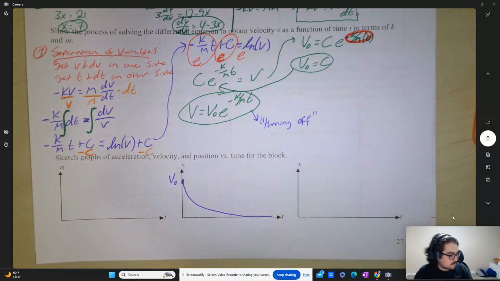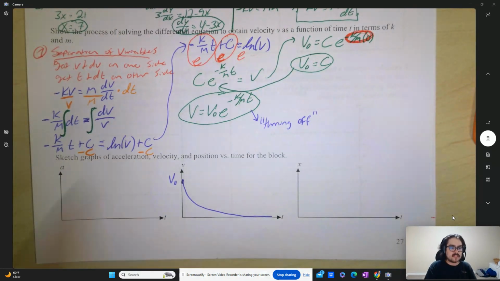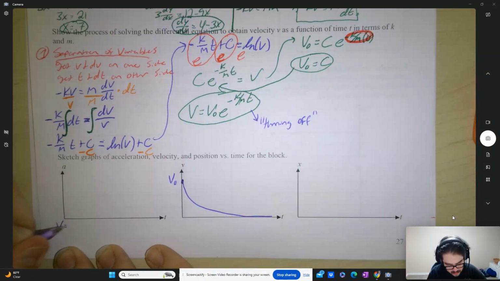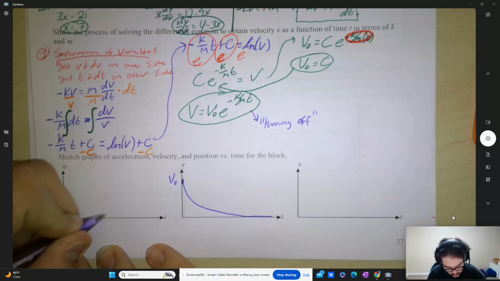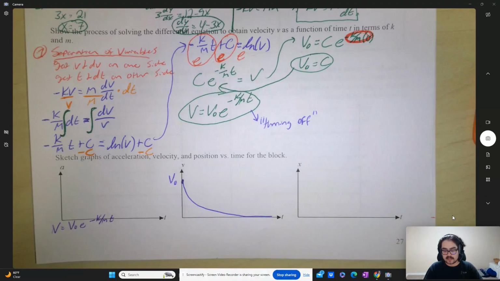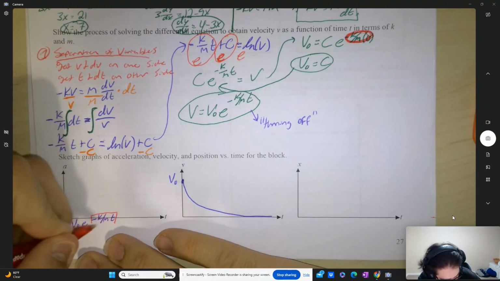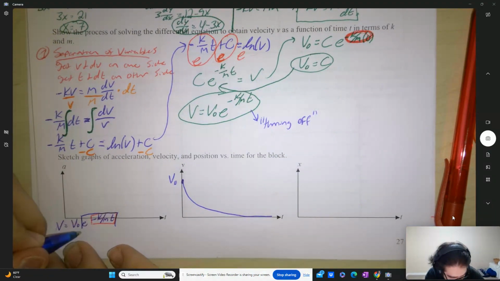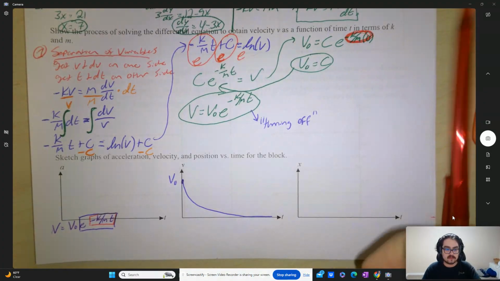It'll asymptotically approach zero. Now to get the acceleration, you need to take the derivative of this function that we just got right here. And that's actually really easy because all you have to do is use the chain rule, right? So to take the derivative of that, I'm just going to rewrite it as v equals v naught times e to the negative k over m t. You'd have to chain rule this because you have an interior function, which is negative k over m t, and then you have the exterior function, which is this whole mess right here.